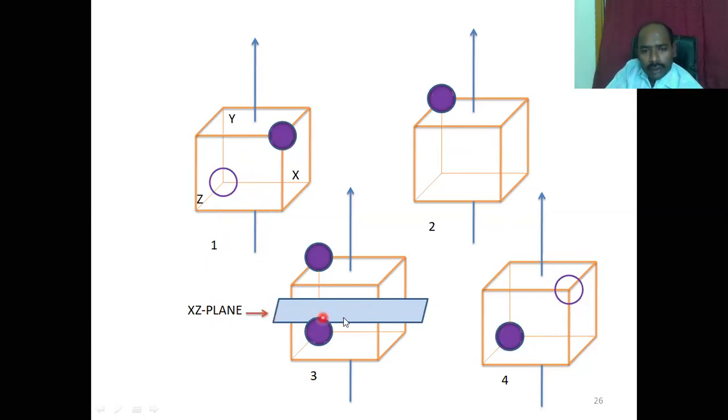A plane passing through this is the xz plane. So about this xz plane, it is our point. About this mirror plane, where do we expect the image of this point? We expect here, or we see here. If it is a mirror, if it is a point, then we observe the image here.